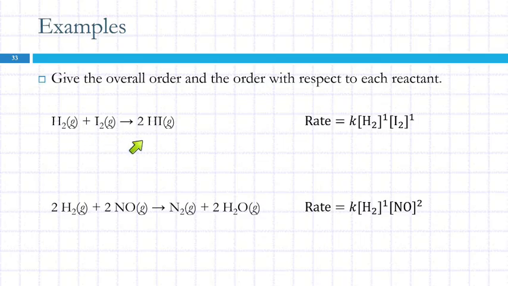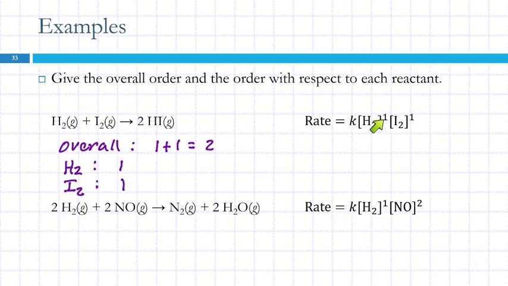So give the overall order and the order with respect to each reactant. Here's a chemical reaction, here's the rate law. What's the overall order? 2. Overall order is 1 plus 1, which is 2. How about the order with respect to hydrogen? 1. And with respect to iodine? 1. So it's the exponent here. Again, we wrote the ones when we usually don't, just to be obvious.